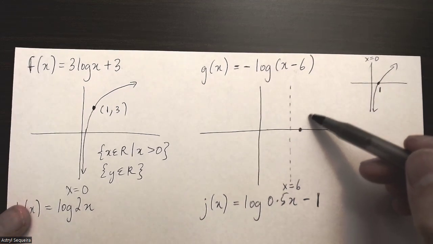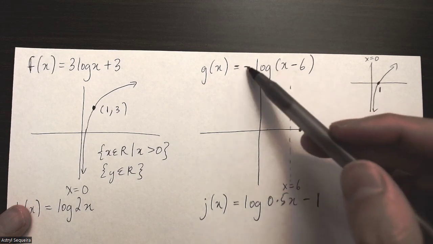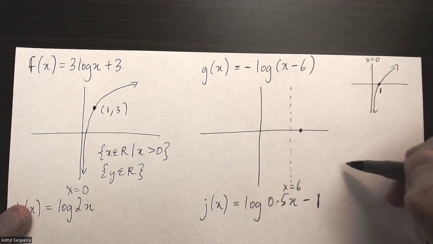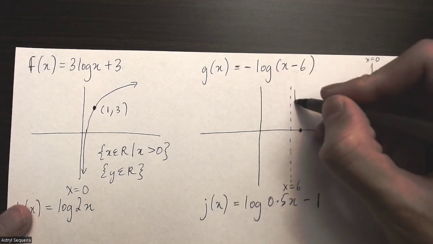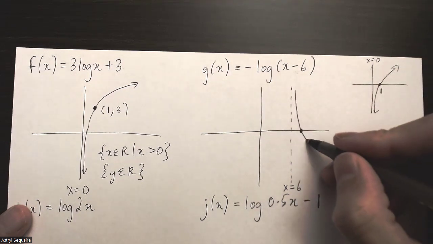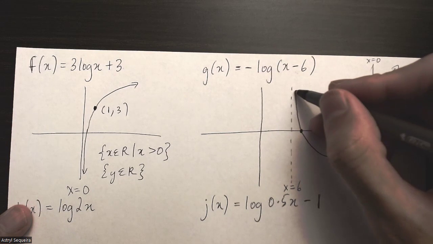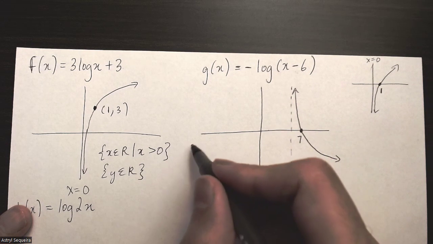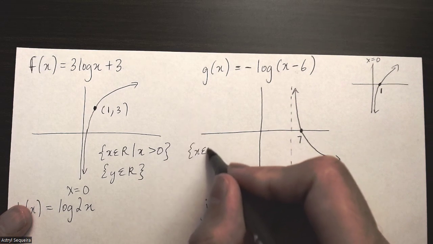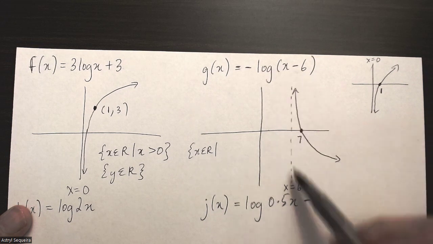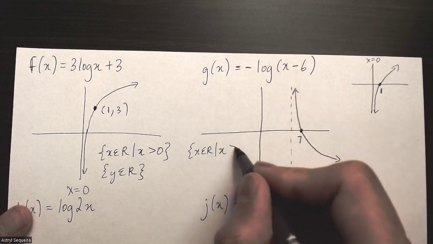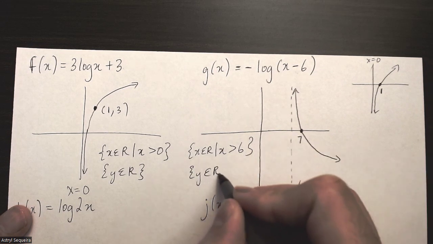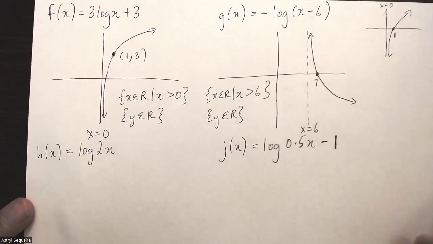Now, a log graph normally goes up like that, but a reflection in the x-axis doesn't affect the x value, but it'll affect all the y values. It'll make it look upside down like that. My domain is, again, x is an element of all real numbers, but now my asymptote is moved to 6. So x is greater than 6, and y is just an element of all real numbers.